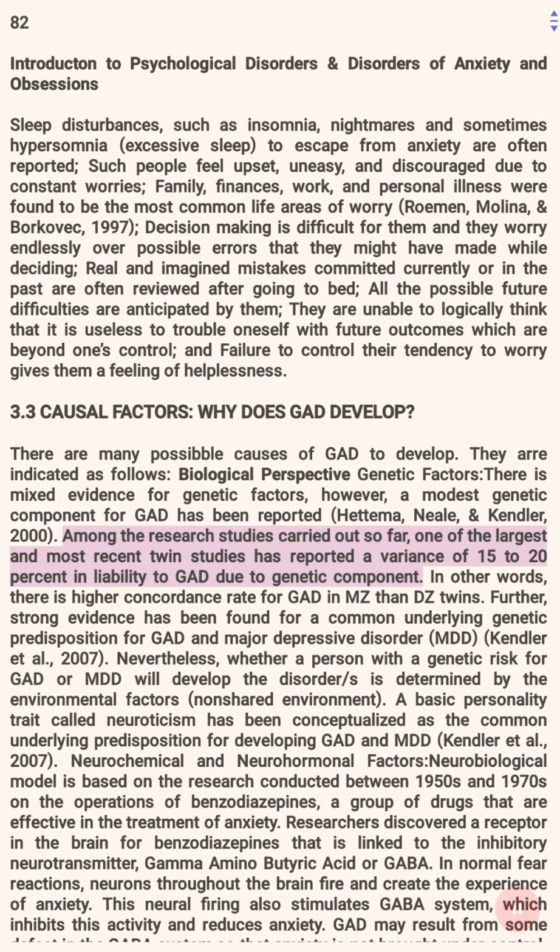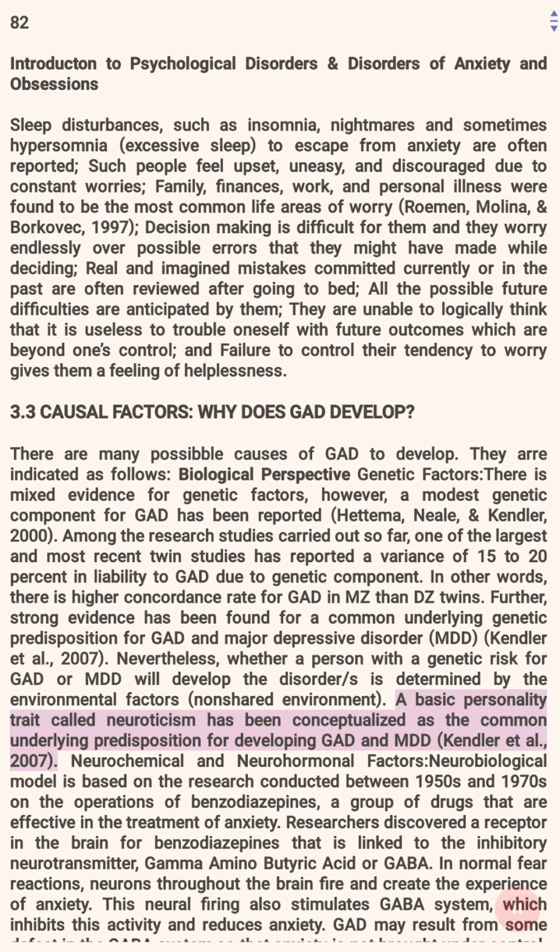Among the research studies carried out so far, one of the largest and most recent twin studies has reported a variance of 15 to 20% in liability to GAD due to genetic component. In other words, there is higher concordance rate for GAD in MZ than DZ twins. Further, strong evidence has been found for a common underlying genetic predisposition for GAD and major depressive disorder, MDD (Kendler and others, 2007). Nevertheless, whether a person with a genetic risk for GAD or MDD will develop the disorder is determined by the environmental factors, non-shared environment. A basic personality trait called neuroticism has been conceptualized as the common underlying predisposition for developing GAD and MDD.